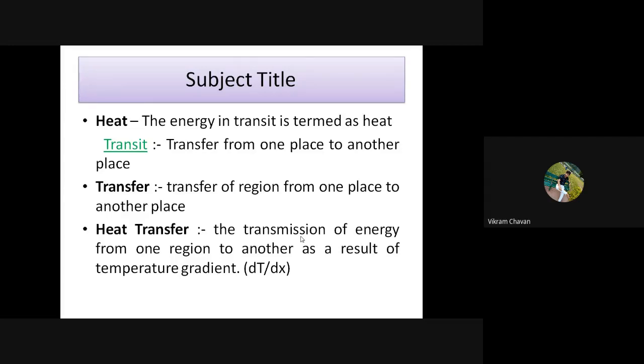Please mention your answers in the chat box also. So what do you think? Will the energy transfer from the high temperature region to the low temperature region, or from the low temperature region to the high temperature region? High to low. Okay, that's great. So heat always transfers from the high temperature region to the low temperature region. That is the basic fundamental about heat.